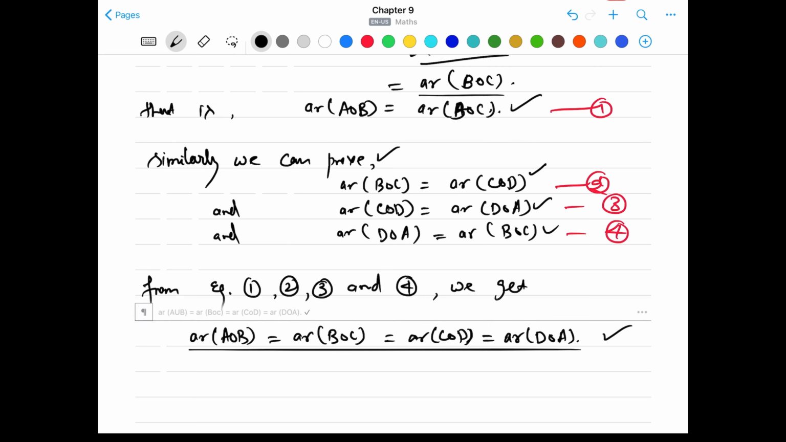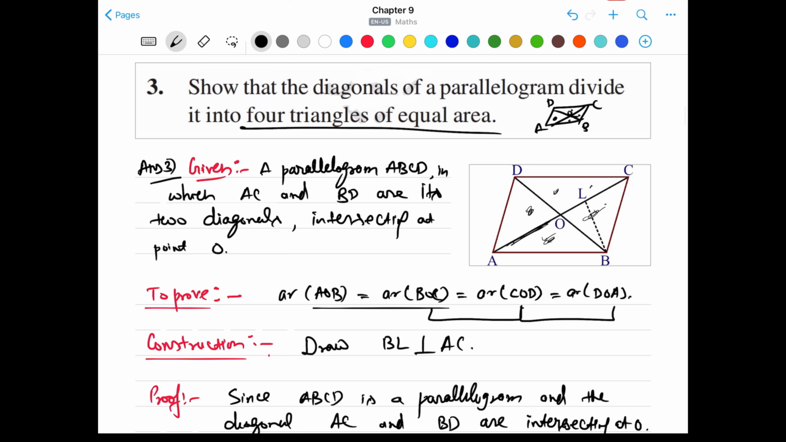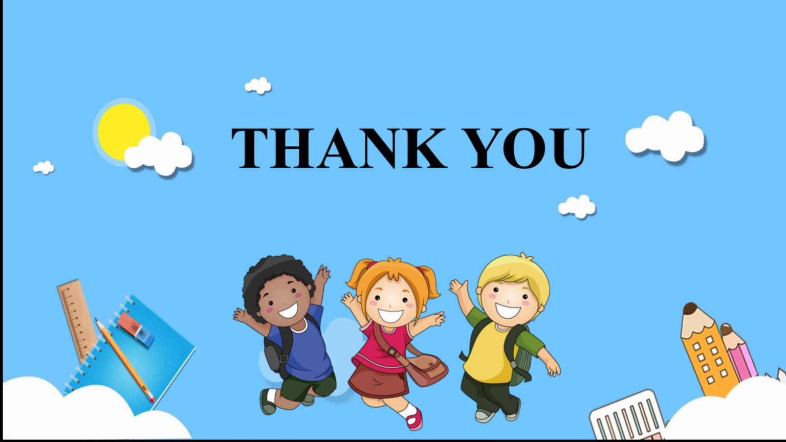So we have completed the first three questions of exercise 9.3. We'll be covering the remaining questions in the upcoming session. What you have to do is practice all these questions multiple times so that you understand them better.